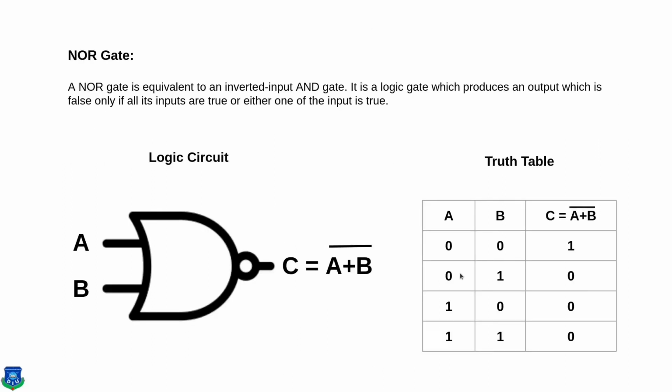NOR gate. A NOR gate is equivalent to an inverted output OR gate. It is a logic gate which produces an output which is false if all its inputs are true or either one of the inputs is true. Here is the logic circuit of NOR gate. If we look at the truth table, we can see that the output of a NOR gate is high when all the inputs are low. For the rest of the cases, the output is low.